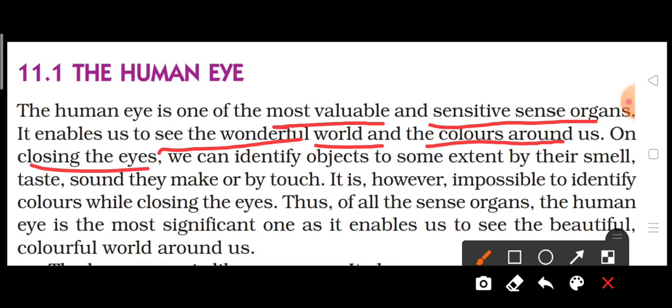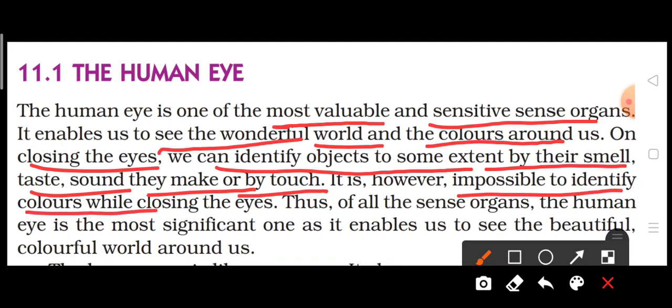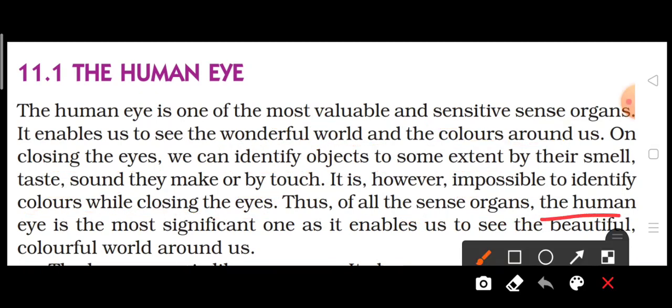On closing our eyes, we can identify the objects to some extent by their smell, taste, sound they make and by touch. अगर हम अपनी आंखों को बंद कर लें तो हम एक ऑब्जेक्ट को आइडेंटिफाई कर सकते हैं कुछ हद तक. ओके, बाय देयर स्मेल, टेस्ट, साउंड दे मेक एंड बाय द टच. But it is impossible to identify the color by the closed eye. Thus, of all the sense organs a human being has, the eye is the most important or most significant, as it enables us to see the beautiful colorful world around us. Is it okay?